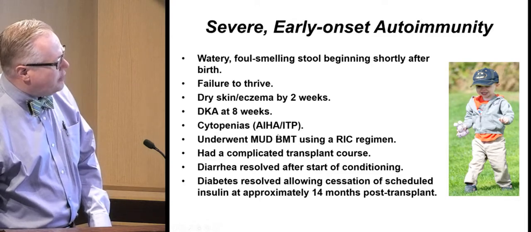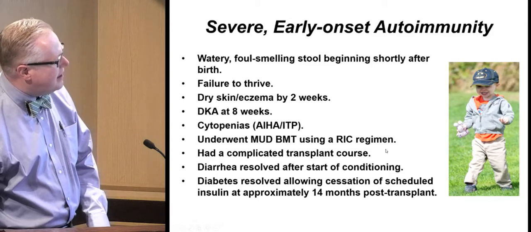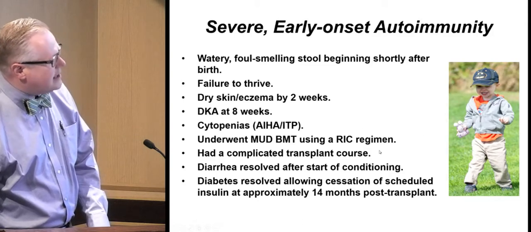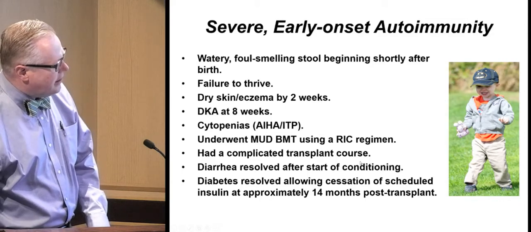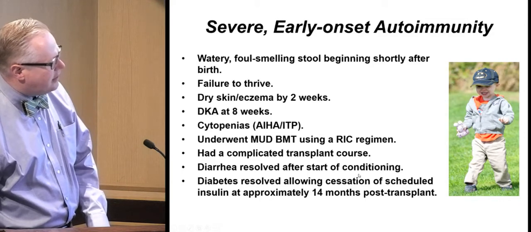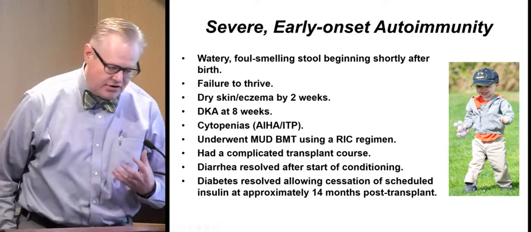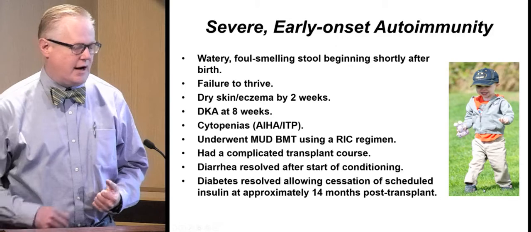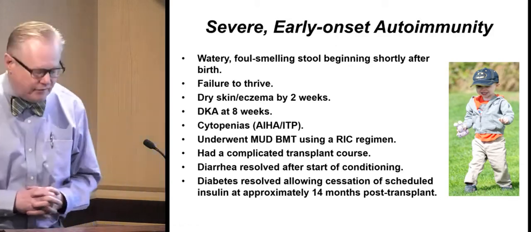He underwent a bone marrow transplant using a matched unrelated donor with a reduced intensity conditioning regimen, and he had a very complicated transplant course due to his diabetes being so brittle. And then his diarrhea just resolved shortly after conditioning, and about 14 months after his transplant, actually, his insulin requirements went away, at least for a while. And he was able to actually come off insulin for a while.